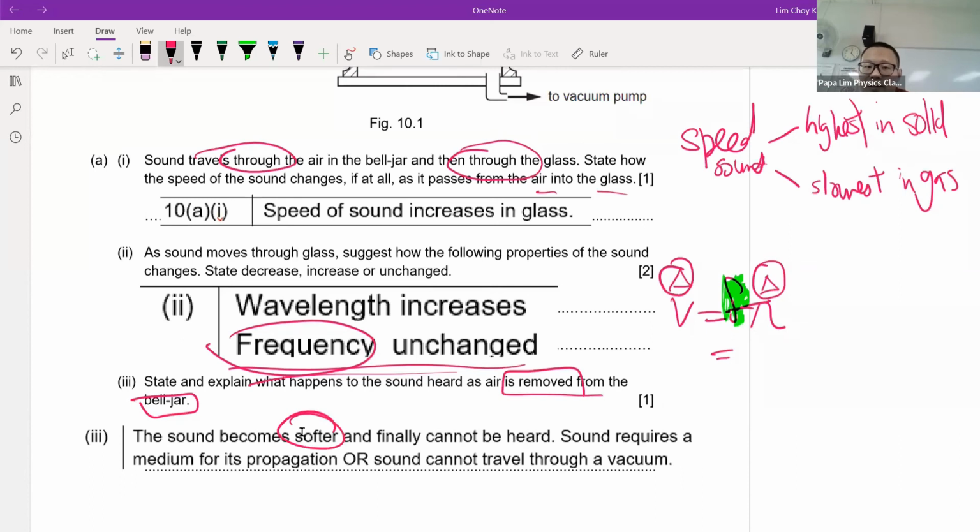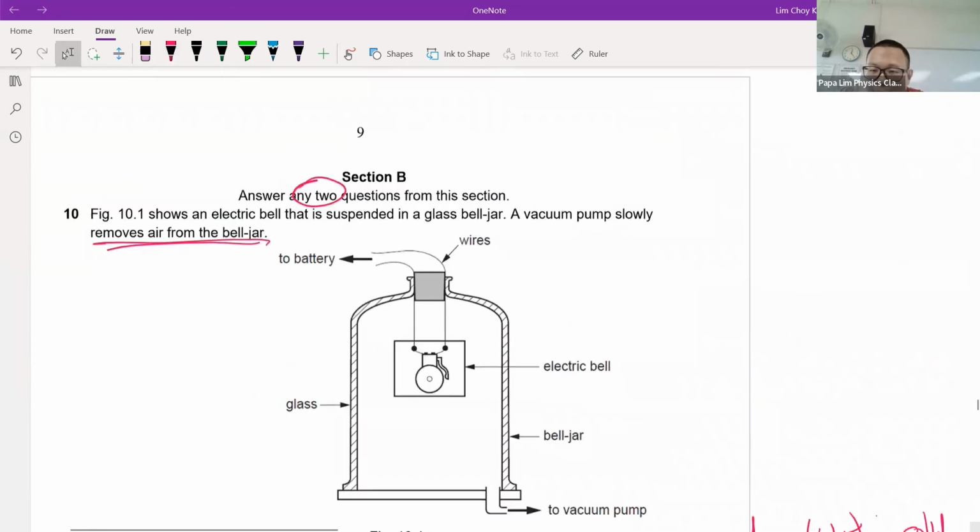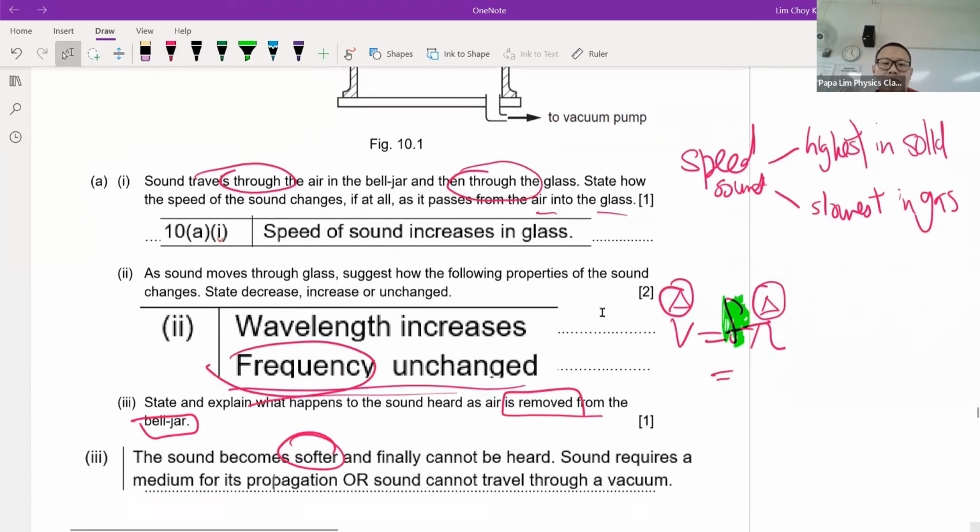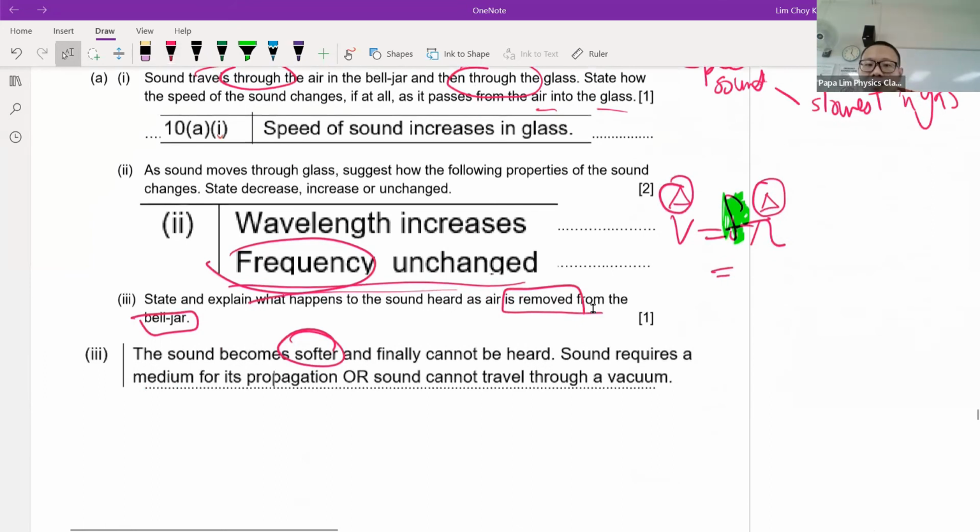there's still air. The bell is still ringing at the same magnitude, the same intensity. But why the sound, when we hear it, is getting softer and softer is because the amount of air inside the jar is getting less and less. So it's getting harder to conduct the sound through the air out to your ear to hear it. So that's why we hear it getting softer and softer. Eventually, when all the air is pumped out, the sound will be unheard. There will not be any sound.